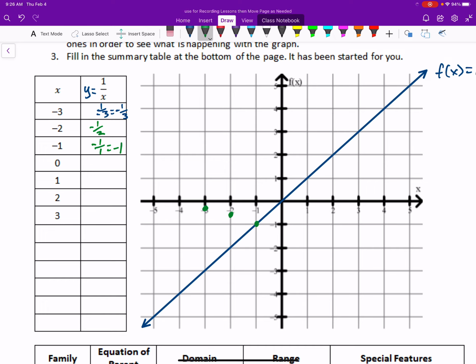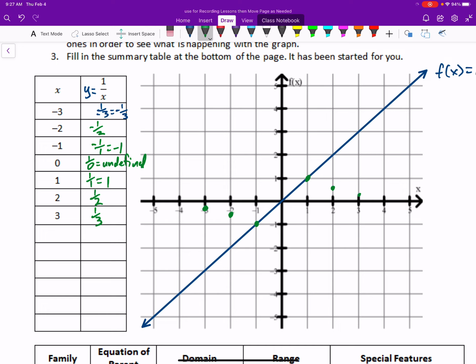When I do 0, I'd have 1 over 0, which is undefined. If something's undefined, we can't plot anything there. So I can't put a point there. I can't do the point 0, undefined. That doesn't make sense. So I'll skip over that one for now. But then I have 1 over 1, which is just 1. So I'd have the point 1, 1. I'd have the point 2 and 1/2. I'd have the point 3 and 1/3, right? So I plotted those points.